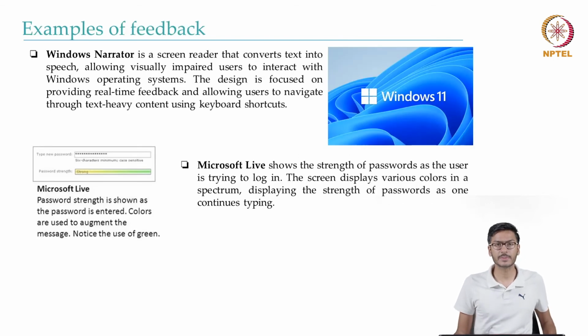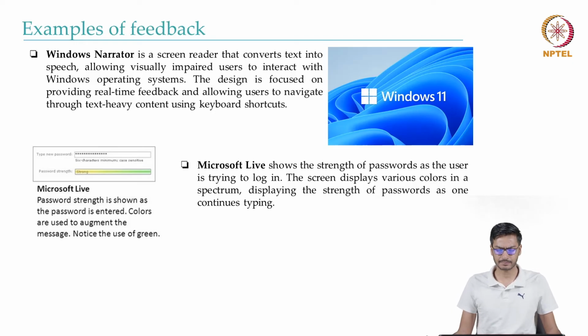The first example for this is the Windows Narrator, which is a screen reader that converts text into speech. It allows visually impaired users to interact with the Windows operating system. The design is focused on providing real-time feedback and allows users to navigate through text-heavy content using just the Windows shortcuts, and thus improves the experience for impaired users.